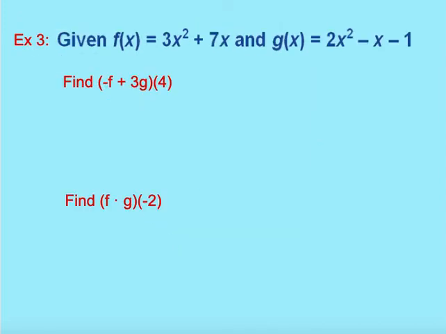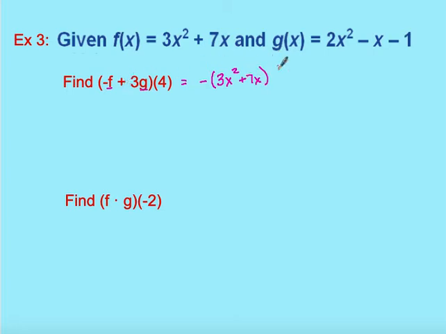All right, now, what if I ask that you take negative f plus 3g of 4? Okay, so what does all of that mean? Remember that f and g is simply naming the function, so it's telling you which functions to use. So my first order of business would be to take negative times the entire f of x function. So I'm going to negate that first. So I'll take negative times 3x squared plus 7x. Technically, that's a negative 1.